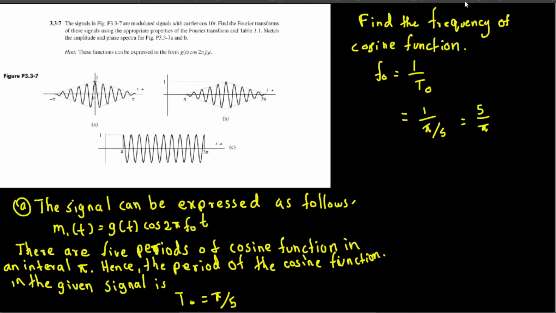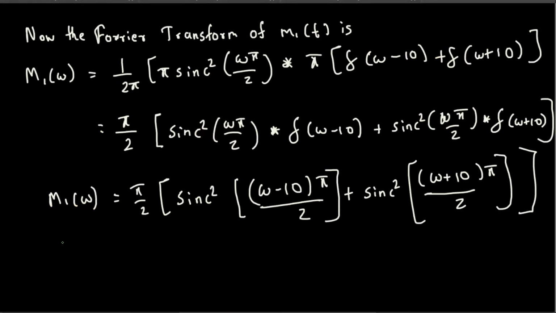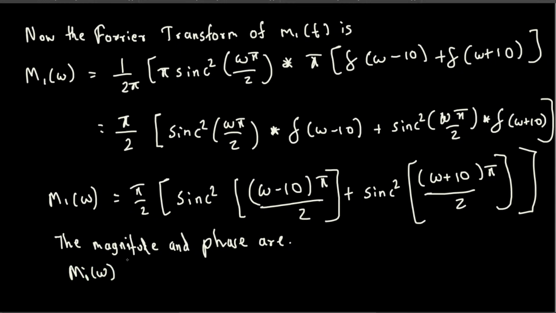Okay, now let's go ahead and do that. So magnitude and phase. For the magnitude, we just put M1 of omega and then the magnitude. Since we don't have any shift or anything, it's going to remain the same. We are going to get the exact same function for the magnitude.